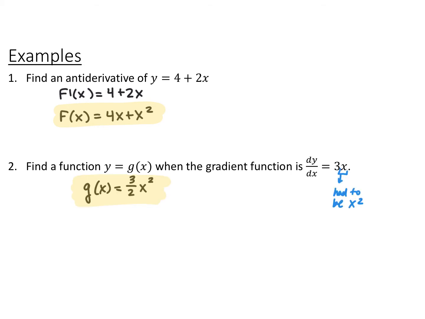So the function I found was g of x equals 3 halves x squared. So the way that I did it was I started with the x. If this is an x and that's my derivative, it had to originally have been an x squared. So I made this be an x squared, and then I thought, okay, if this was an x squared and I brought my power down in front, when I multiplied it, I got 3. What would it have had to have been before I multiplied the number by 2? So what times 2 is 3? It would have had to have been 3 halves. So g of x is equal to 3 halves x squared.